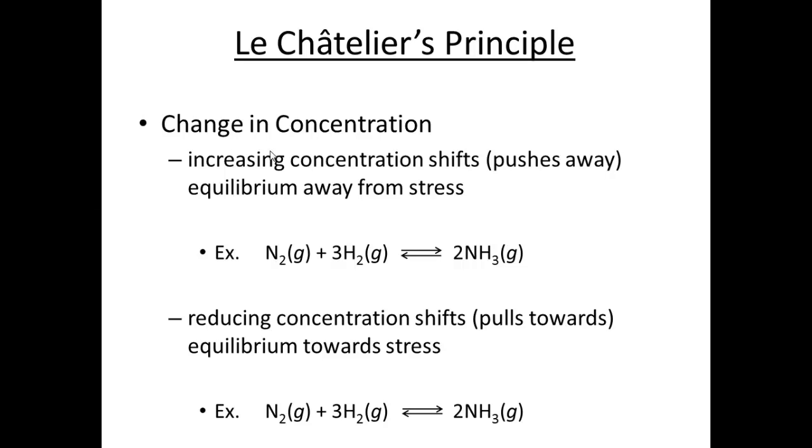Now, I think on your notes packet, there's a typo. It says increase in concentration shifts equilibrium away from the stress, and then number 2, it says reducing concentration shifts equilibrium towards stress. I think on your note packet it says shifts away from the stress, but it should be towards, not away.